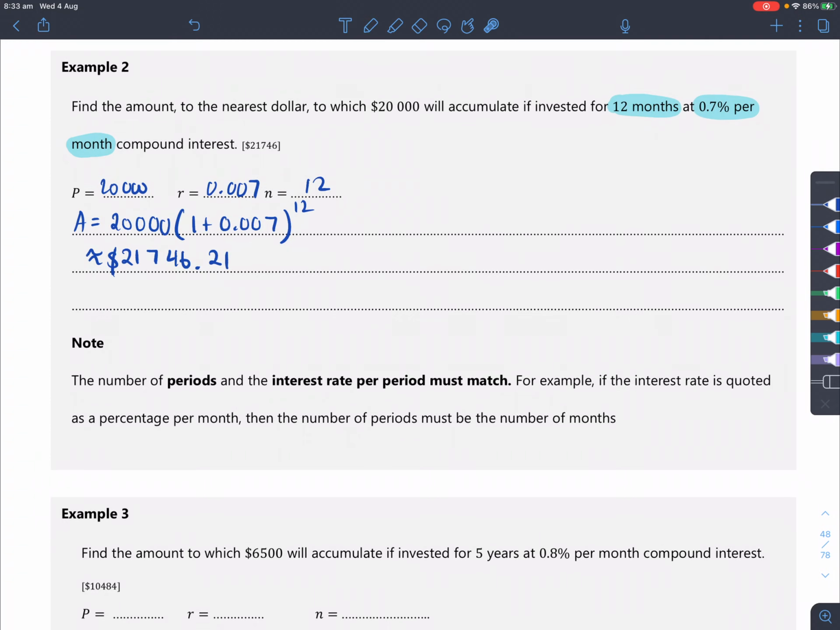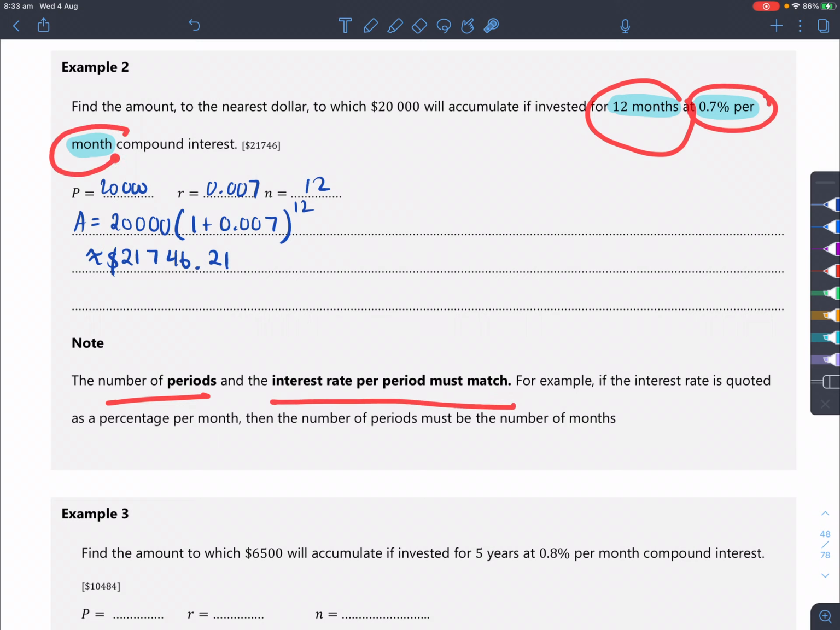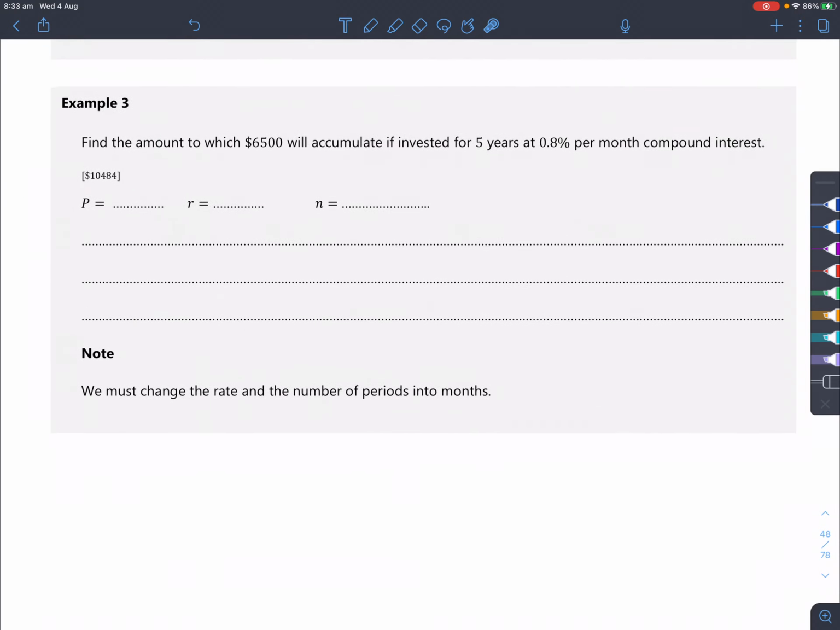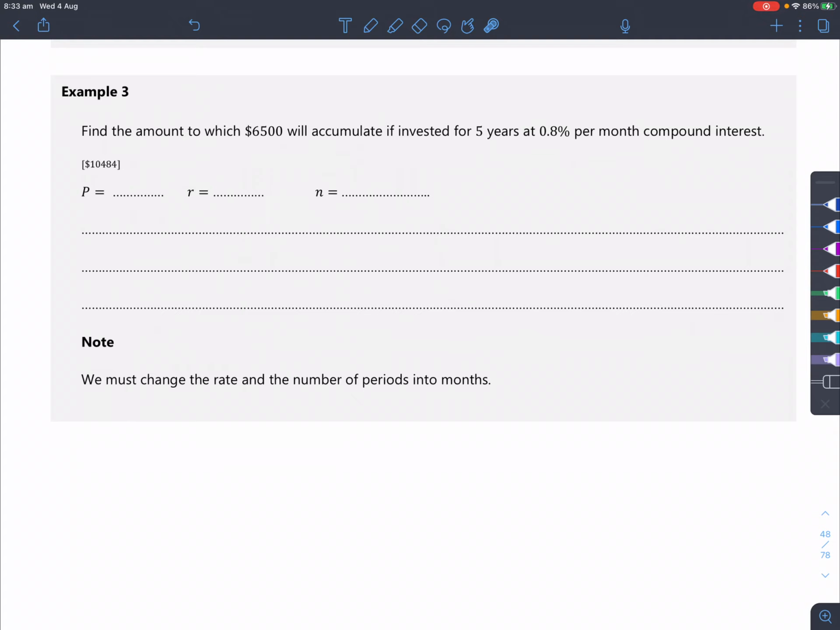So I put a note here saying that the number of periods, which is this number here, and the interest rate per period must match. So since they're both in months, that's good. But now, if we have a look at example 3, find the amount to which $6,500 would accumulate if invested for 5 years at 0.8% per month compound interest. So see how this is per month, whereas this one here is in years. Okay? You have to make them the same.